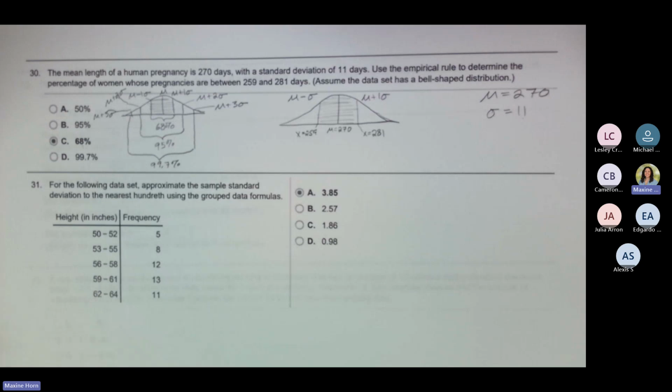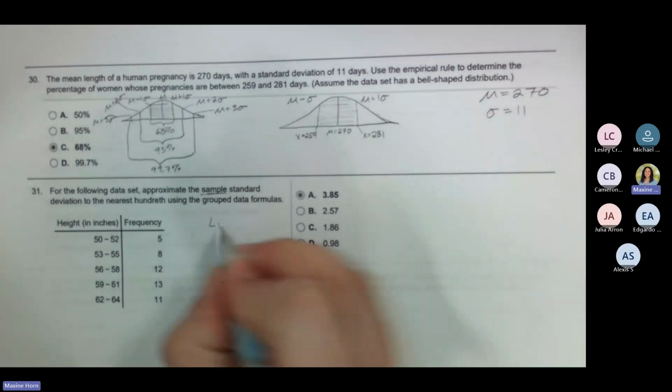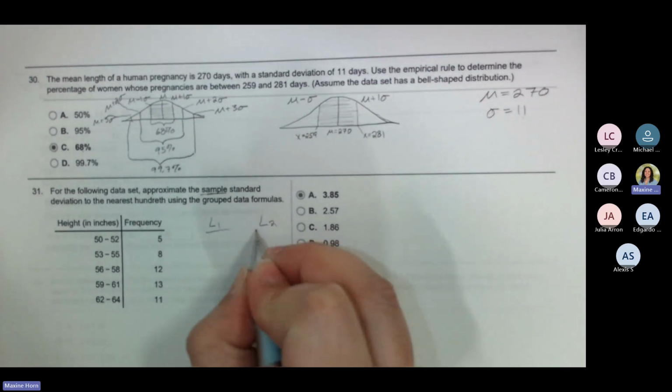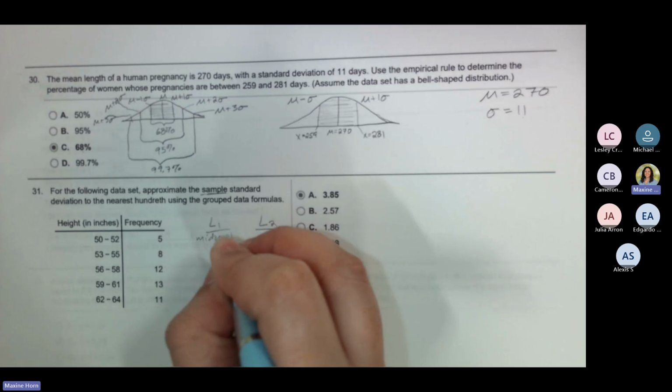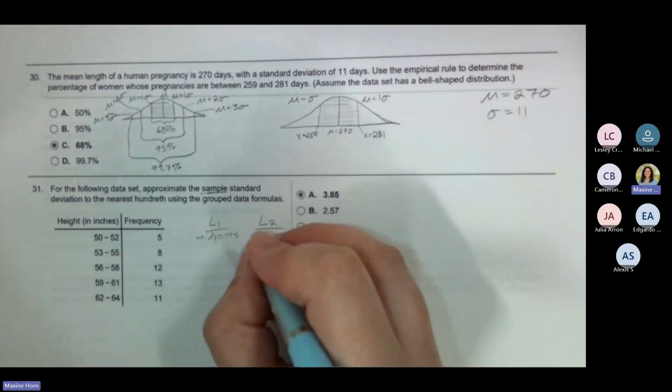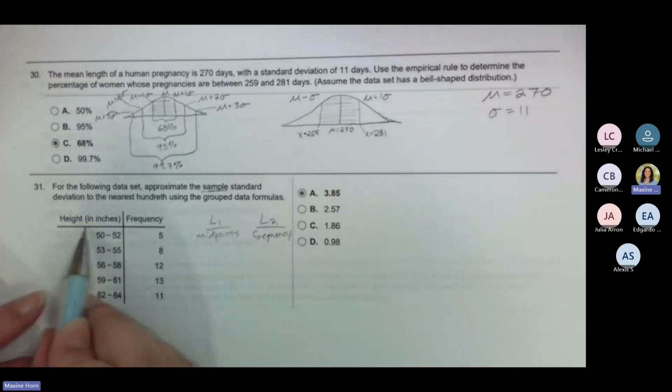Okay. The following data set: approximate the sample standard deviation to the nearest hundredth using the grouped data formulas. So again, we've got to plug things into the calculator, right? We're going to have list 1 and we're going to have list 2. List 1 is your midpoints, right? We've done this several times now. List 2 is the corresponding frequency. So again, how do we find the midpoints?